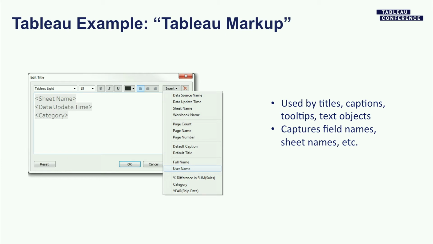Another language is something we call Tableau Markup. If you work with the titles and captions and tooltips in a visualization or with text objects in a dashboard, you might have seen this language. This gives you the ability to pull information out of the database, when it was last updated for example, information about the page you're on, the worksheet you're on, the user's name, fields, and information about the fields. It gives a common language that we can use in multiple places in Tableau to describe extra information that you want to have displayed in the worksheet or dashboard.